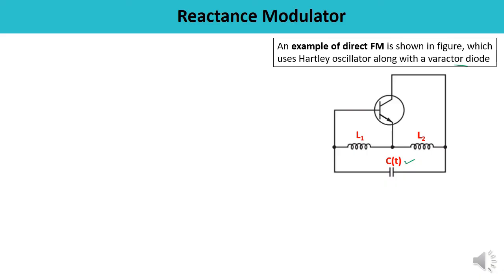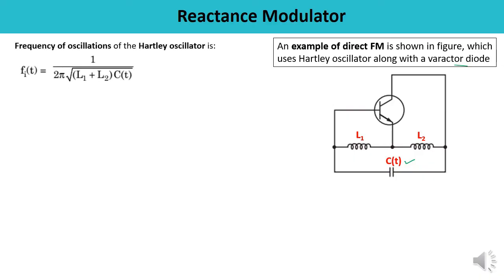You must be aware of the formula for the frequency of oscillation of the Hartley oscillator. It can be calculated using this formula, where f is 1 upon 2 pi under root (L1 plus L2) into CT. Here CT is the effective capacitance of the fixed tuned circuit. This capacitance is actually the sum of two terms: the capacitance C and the varactor diode capacitance, that is, C plus C varactor.